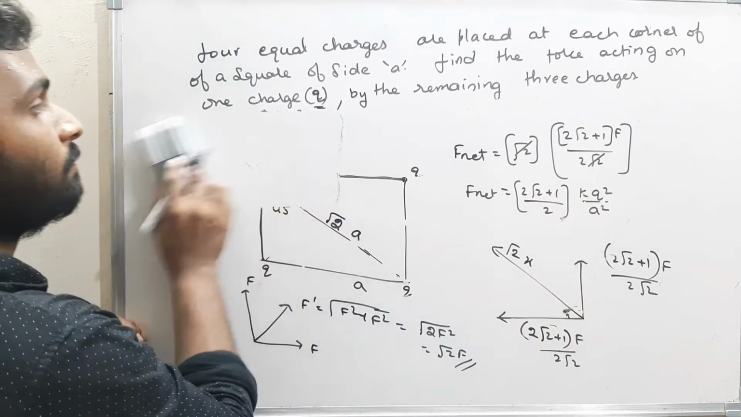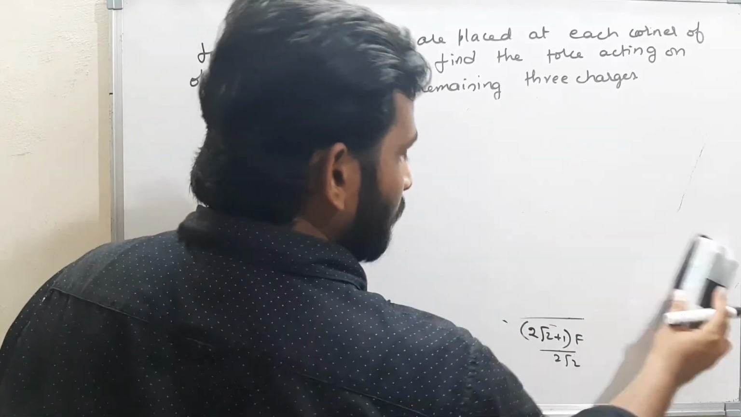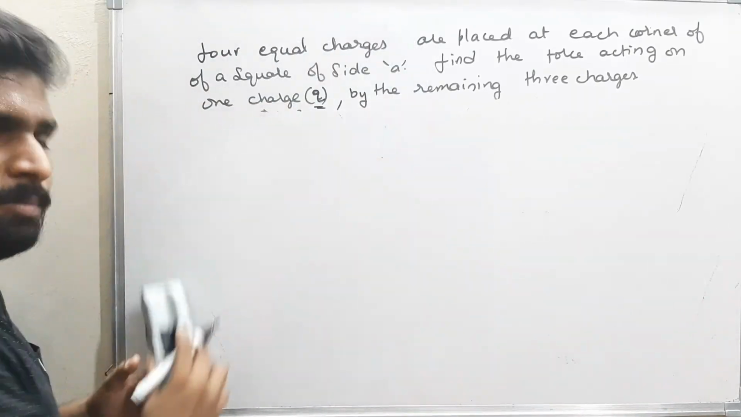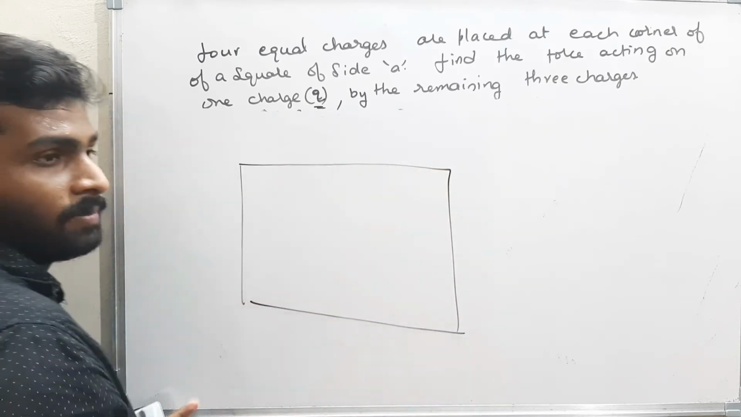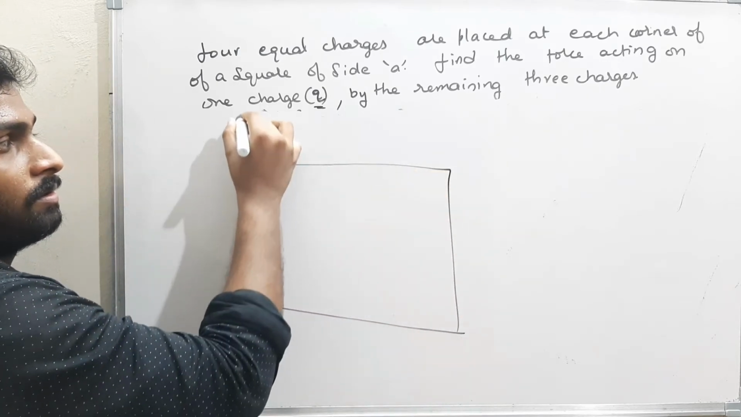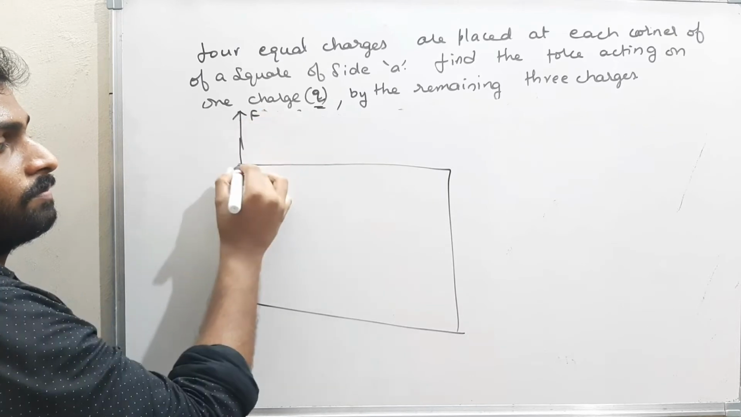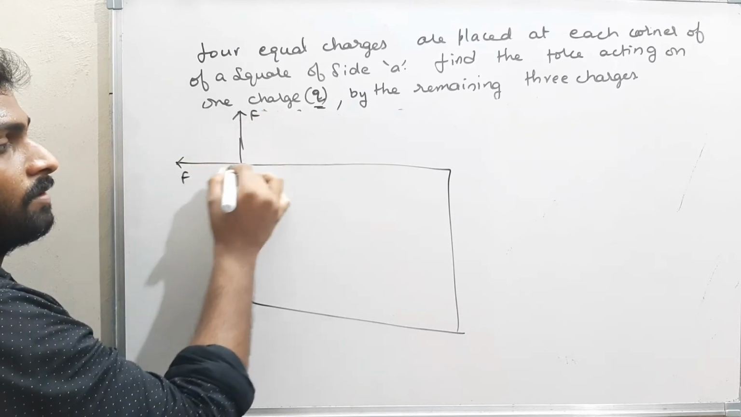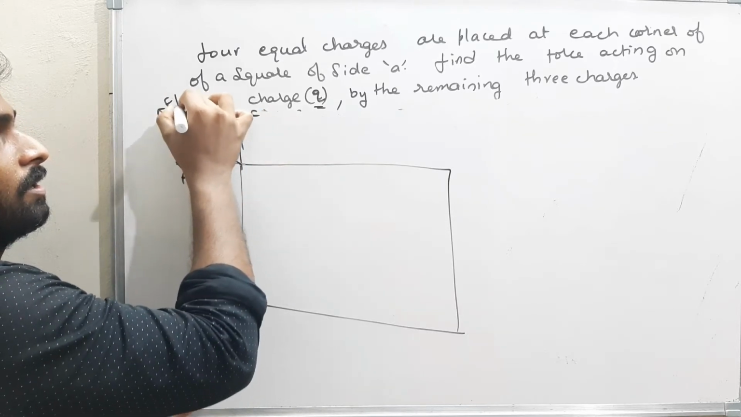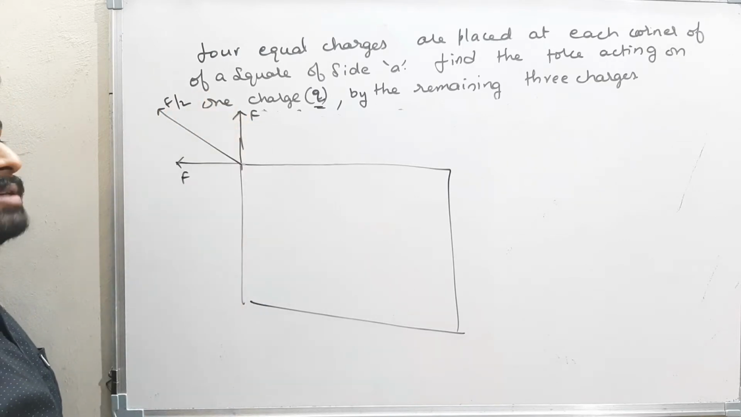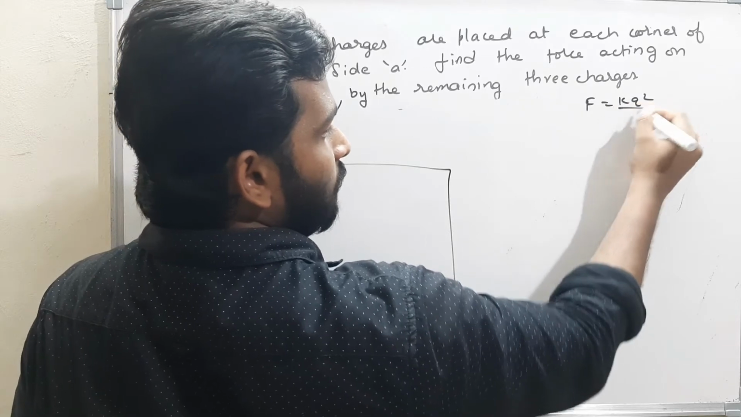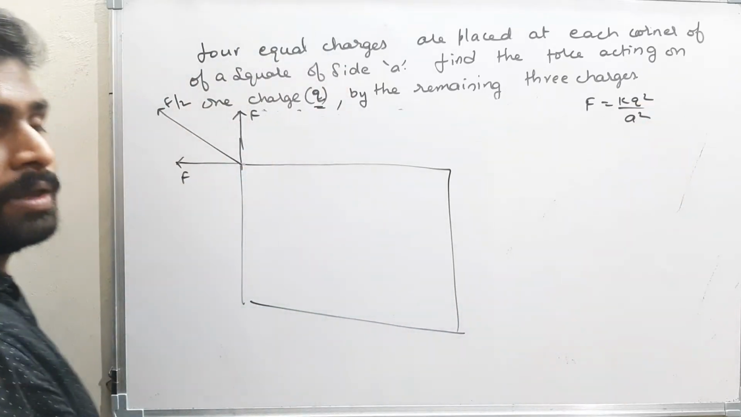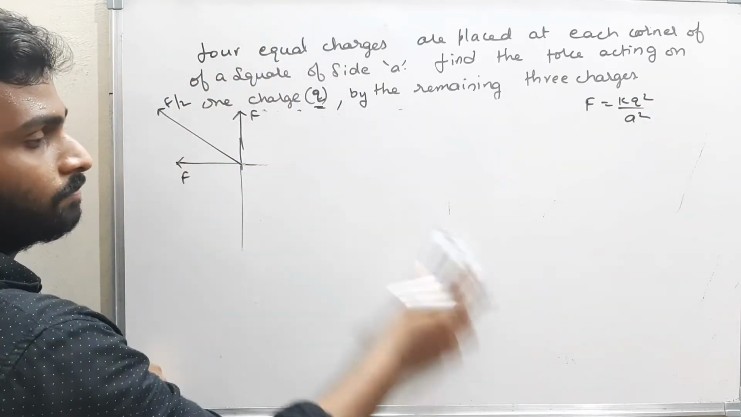Okay. Now I can solve the same problem in another way. Same problem. Now see. Now what we got? This is F, this is F, and this one we got as F by 2. Will you guys accept it? F is nothing but k q square by a square. Now see what I am doing.